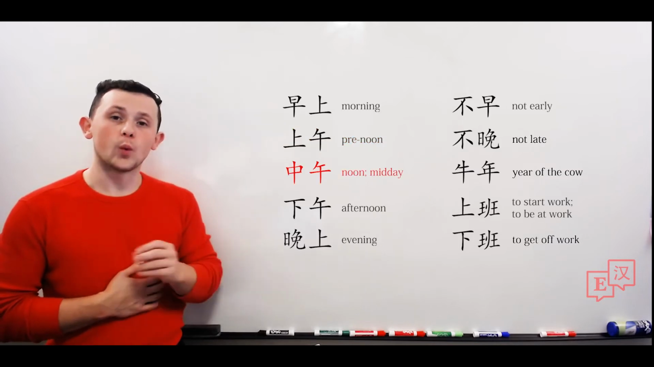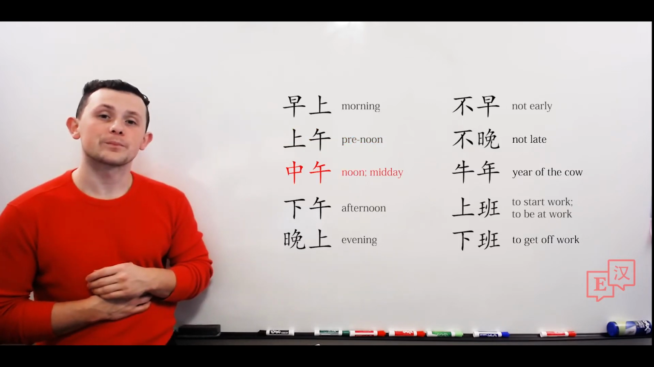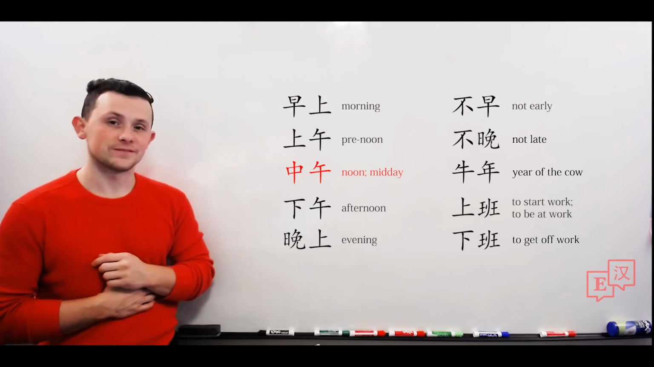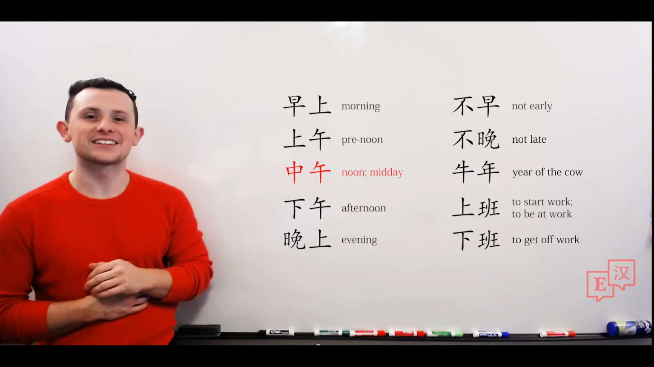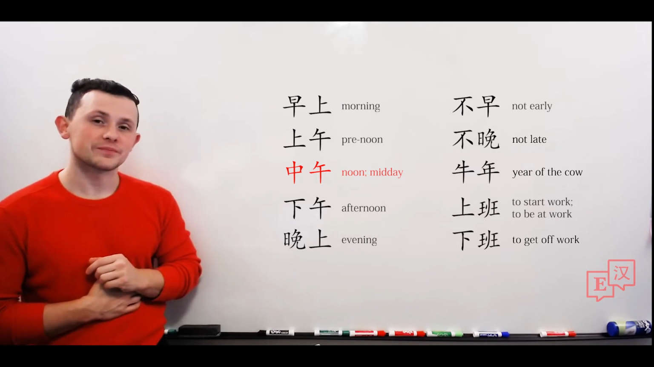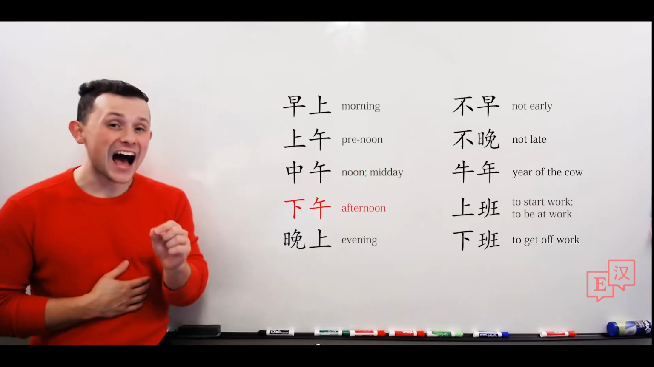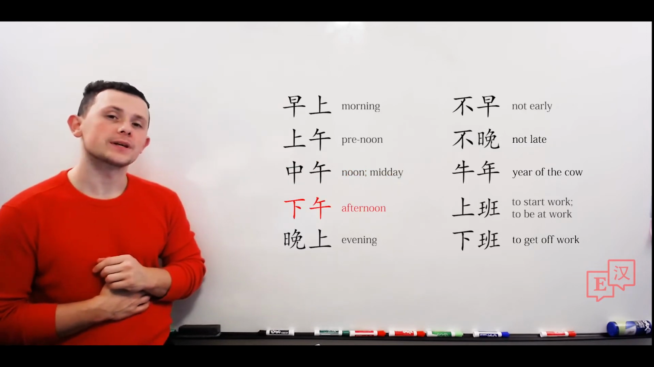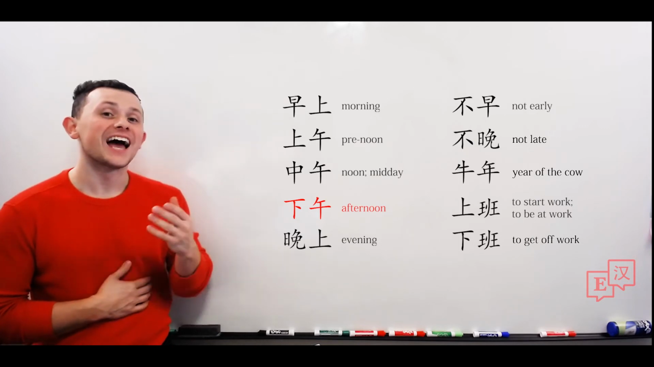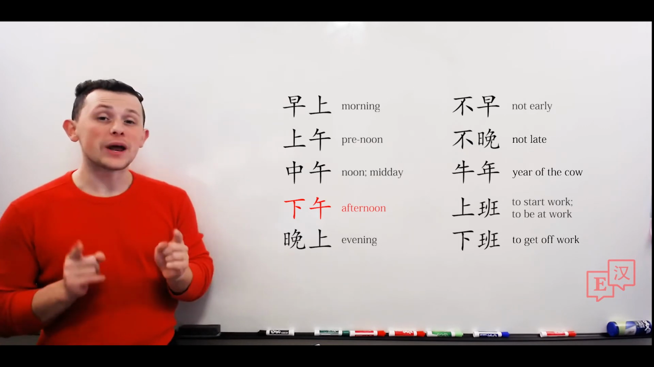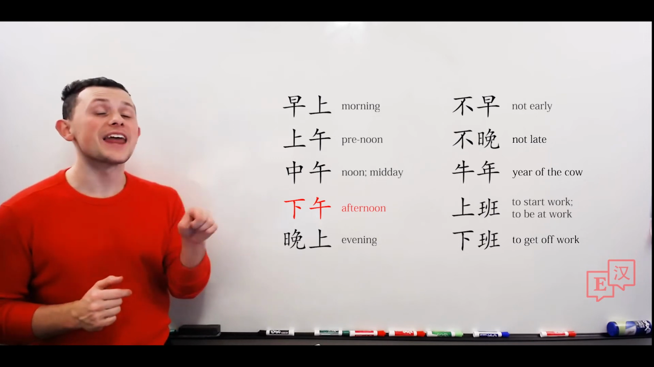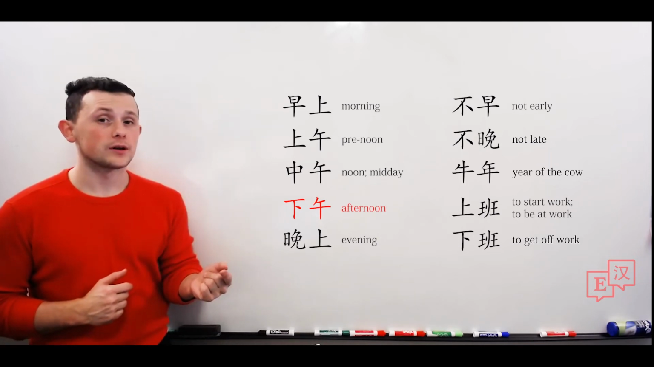中午, noon. Very simply, midday. 下午, afternoon. Now note, in Mandarin, this will cover all times from noon up until the sun actually goes down.